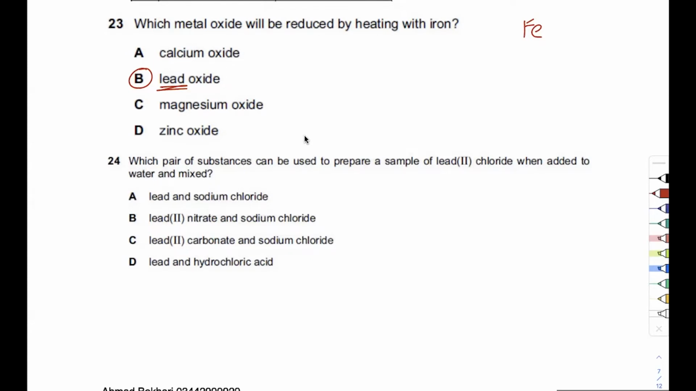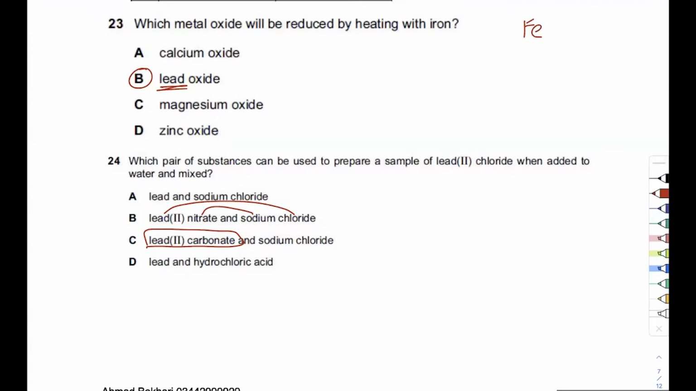So let's see. Lead and sodium chloride not likely to react. Lead is not going to do a redox reaction with sodium chloride. Lead nitrate and sodium chloride. Lead chloride is made, sodium nitrate is made. Yeah, looks like a possibility. Next one, lead 2 carbonate. This is a solid in itself. It's an insoluble thing on its own. So why would it react? It wouldn't. Okay. Next, lead and hydrochloric acid.